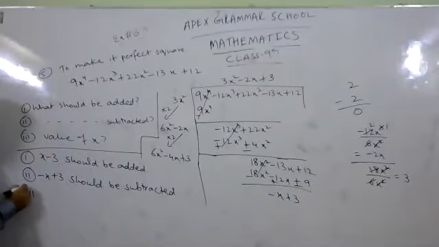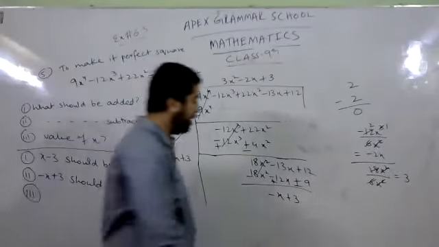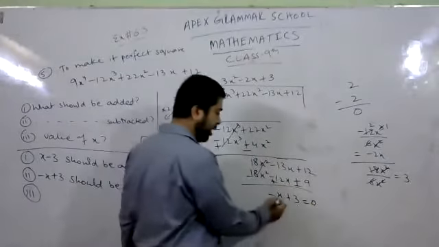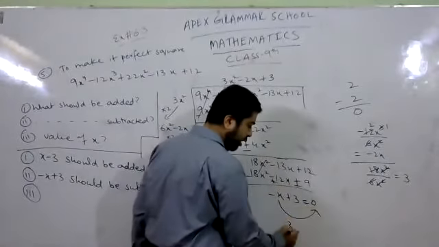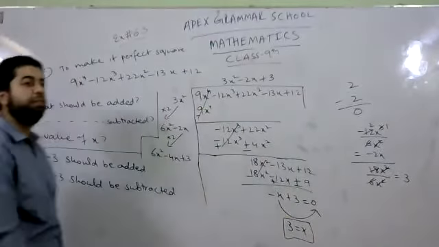And the third part. What will be the value of x? If this remainder is equal to 0, then what will be the value of x? Obviously, minus x will be positive there. So 3 is equal to x. I hope you got it. The value of x will be 3.